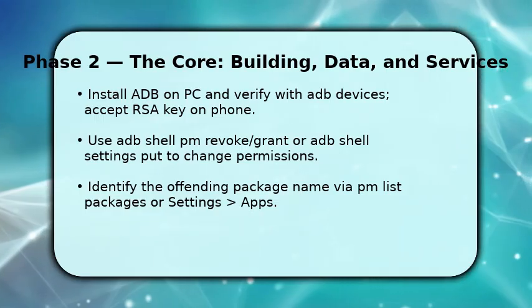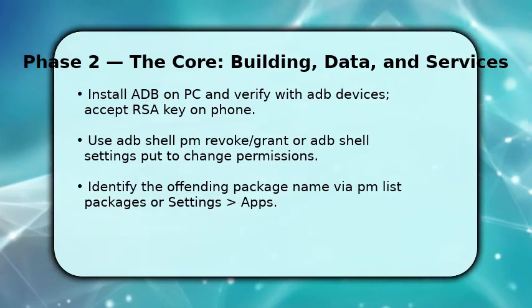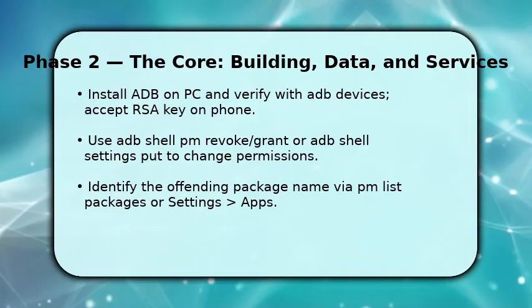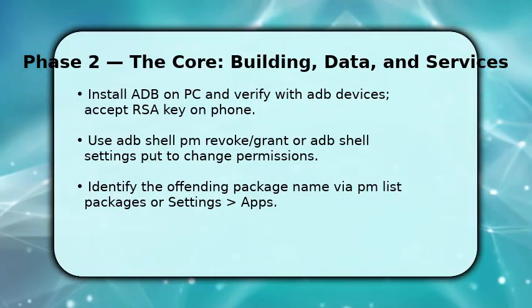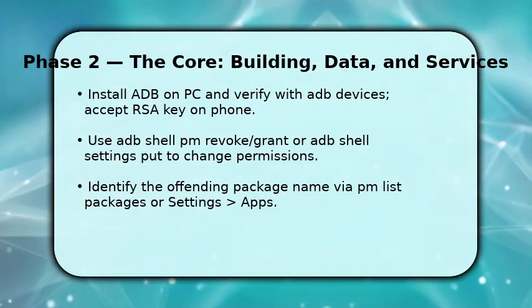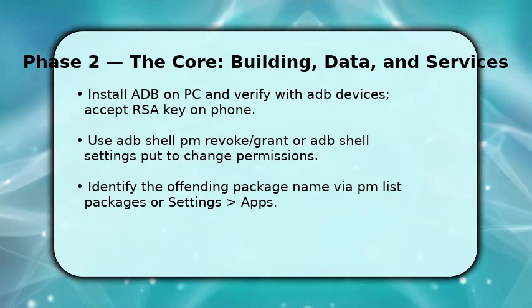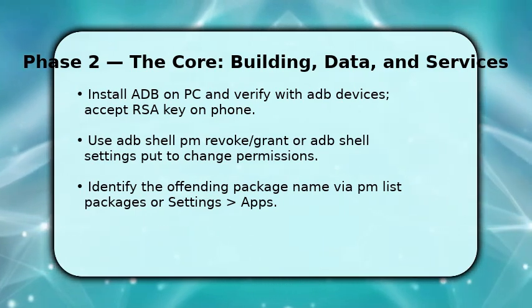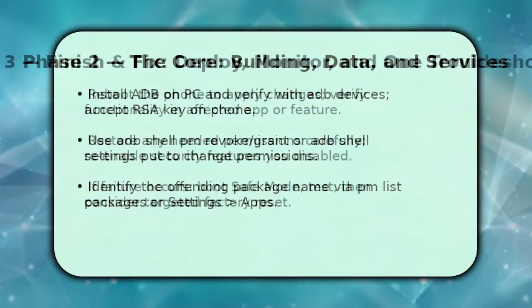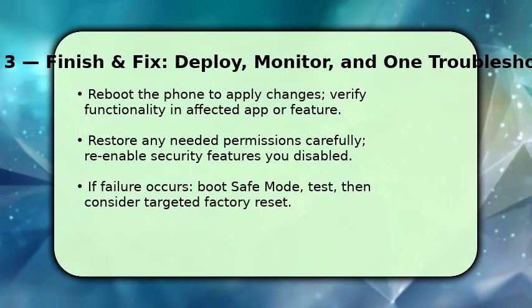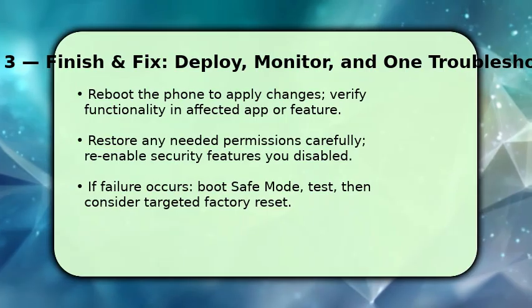First, find the package name with adb shell pm list packages or by checking settings apps. Then target that package. These commands work because ADB speaks directly to Android's package manager and settings provider, bypassing UI limits. Once commands complete, reboot the phone so system services reload your changes.